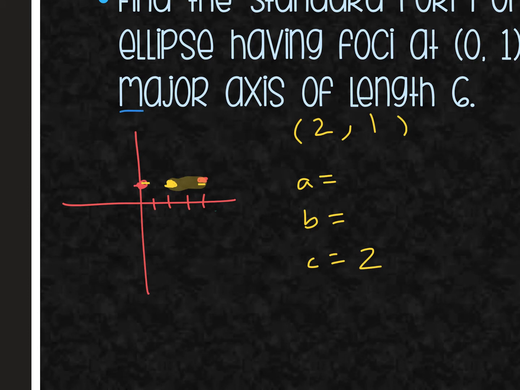Now it tells us our major axis has a length of 6. So our major axis from the center goes 3 to the right and 3 to the left because that would give us a length of 6. So we're going to go 3 to the right, so it would put us over here, and 3 to the left. That's our major axis.